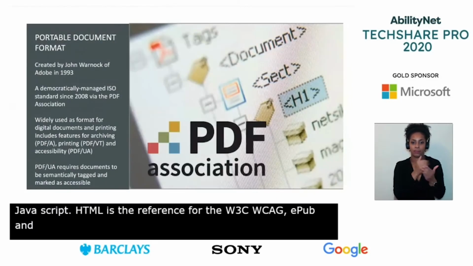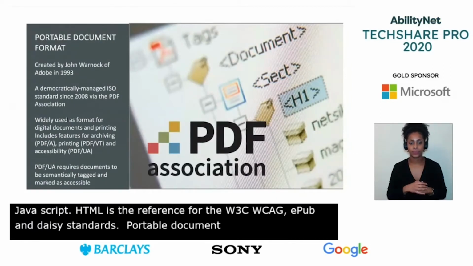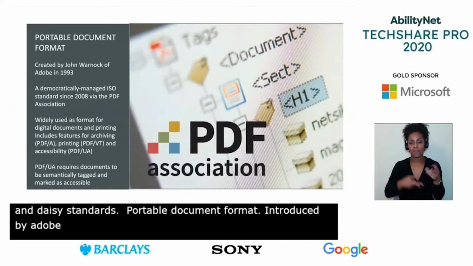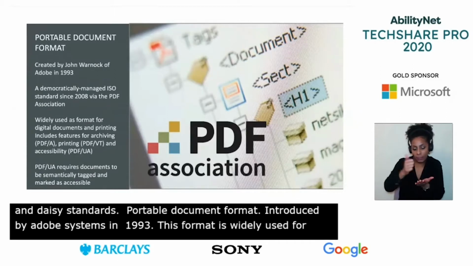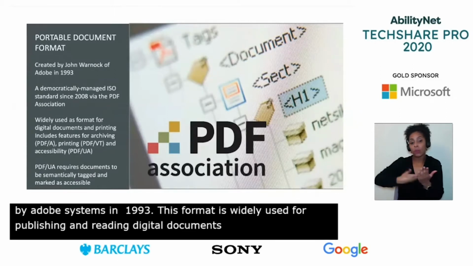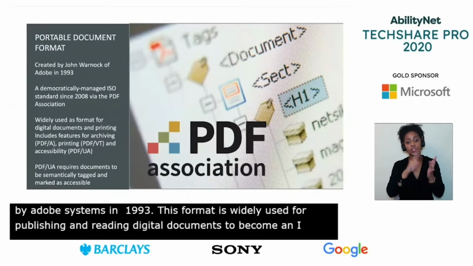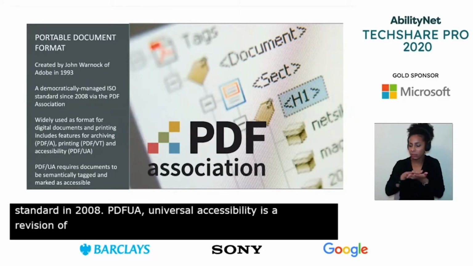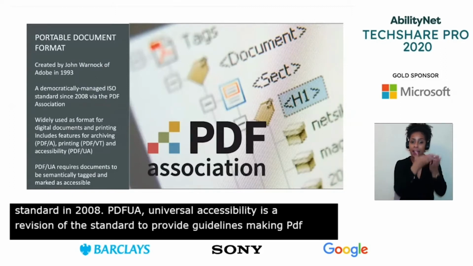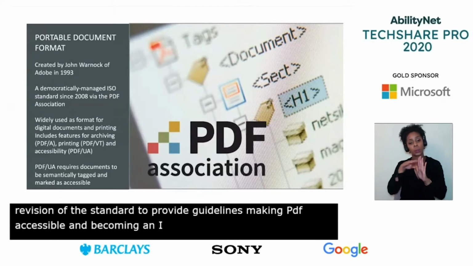Portable document format. Introduced by Adobe Systems in 1993, portable document format is widely used for publishing and reading digital documents and became an ISO standard in 2008. PDF UA, Universal Accessibility, is a revision of the PDF standard that defines guidelines for making PDF documents accessible and became an ISO standard in July 2012, updated in 2014.